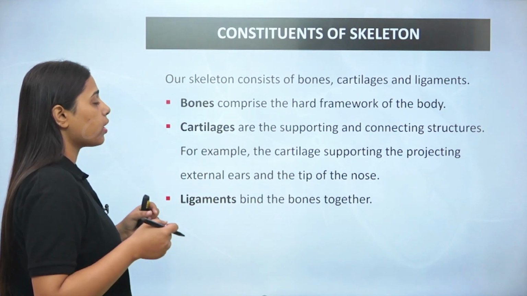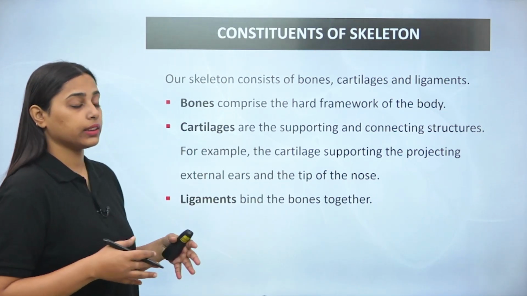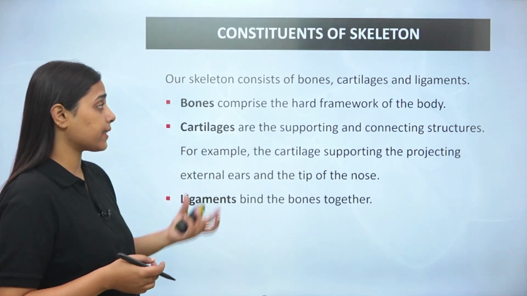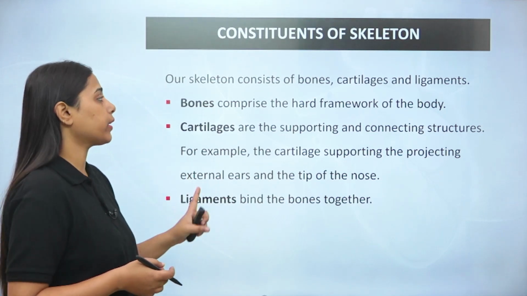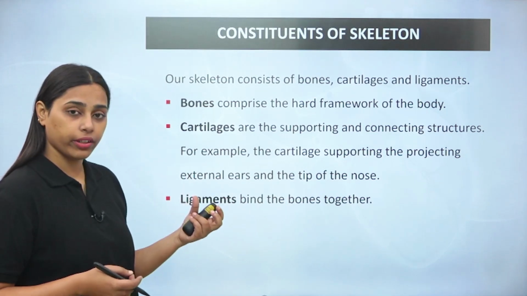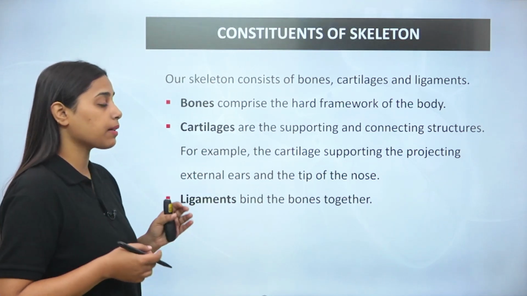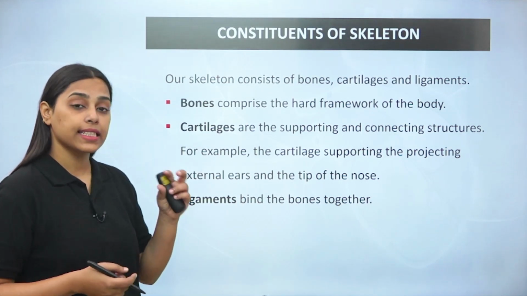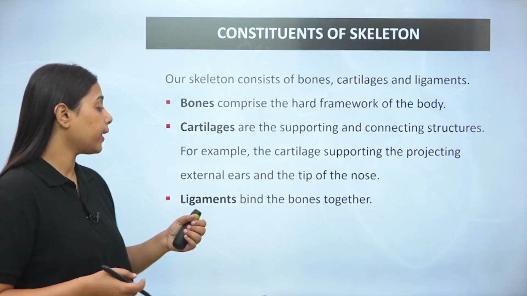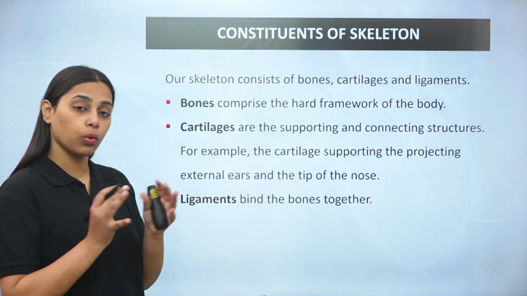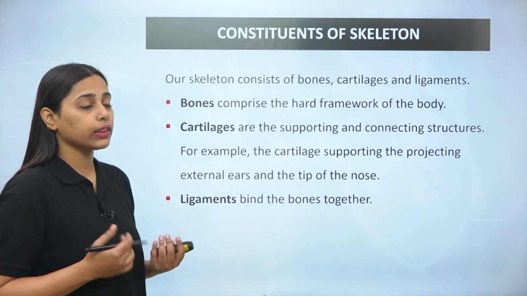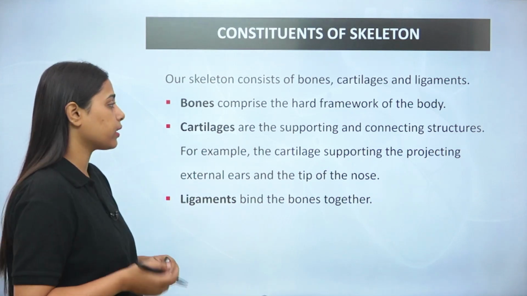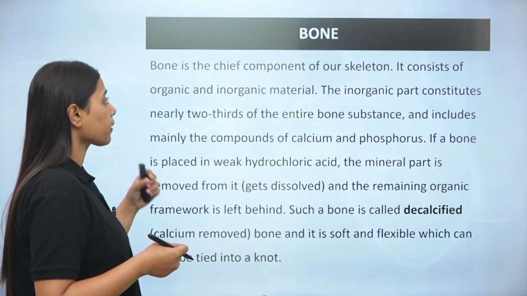Constituents of the skeleton. Our skeleton consists of bones, cartilages and ligaments. These are the 3 main parts which constitute a skeletal system, and we will be dealing with these 3 parts one by one. Bones comprise the hard framework of the body, whereas cartilages are supporting and connecting structures, like cartilages supporting the projecting external ear and the tip of the nose. Then ligaments are present which bind the bones together. That is why it is always said that bone to bone, a ligament is present, and bone to muscle, a tendon is present. We will deal with these 2 terms as well. So, bone now.